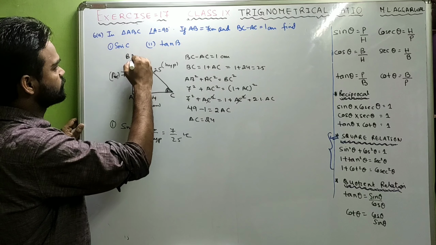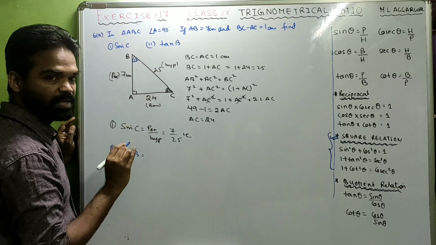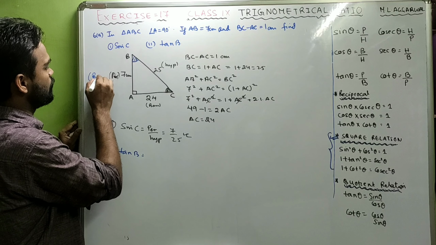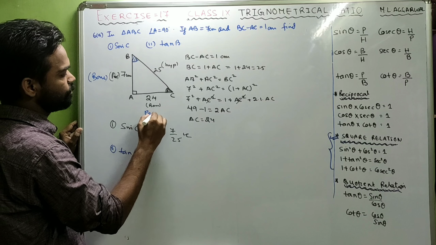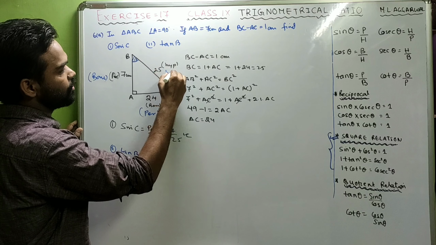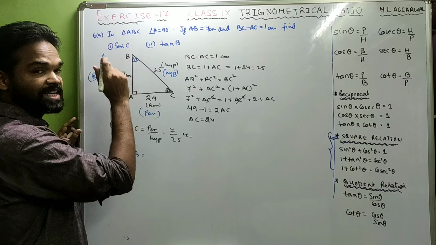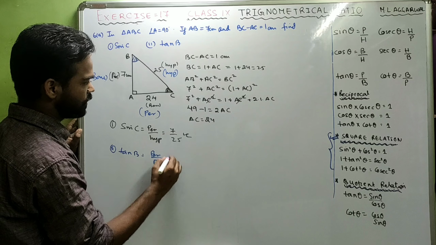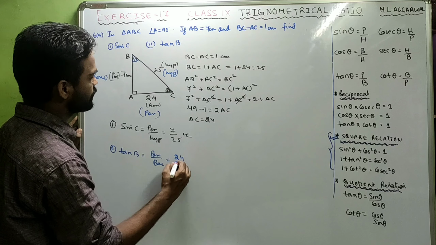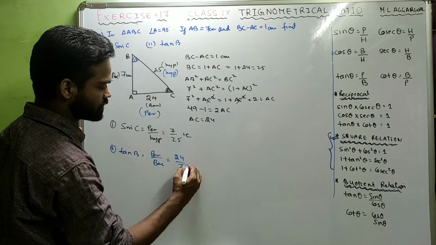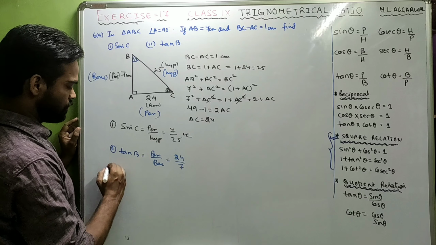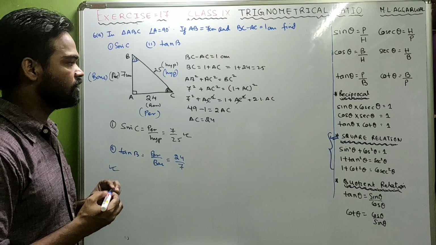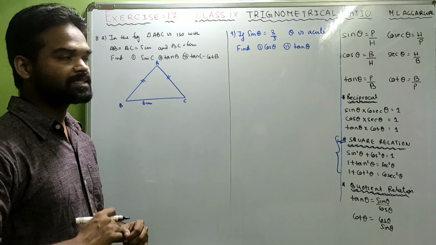Tan B. When you take this angle B, be careful, then this becomes your base and this becomes your perpendicular. Hypotenuse is always the same. So tan is perpendicular by base. Perpendicular is AC, which is 24, and base is this, which is 7, AB. Okay. Now let us see the next sum. Now look at sum number 8 part A.